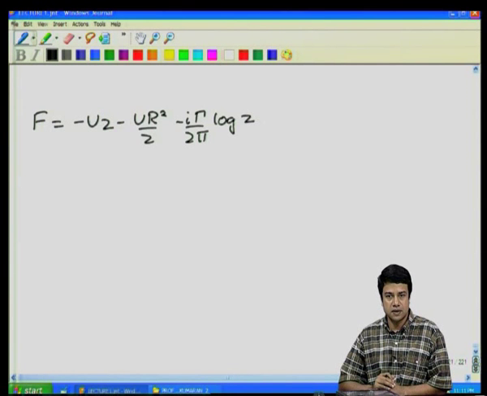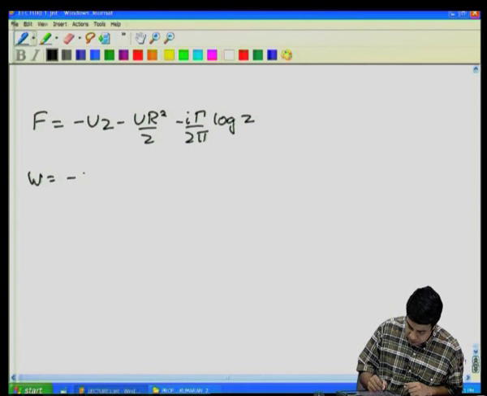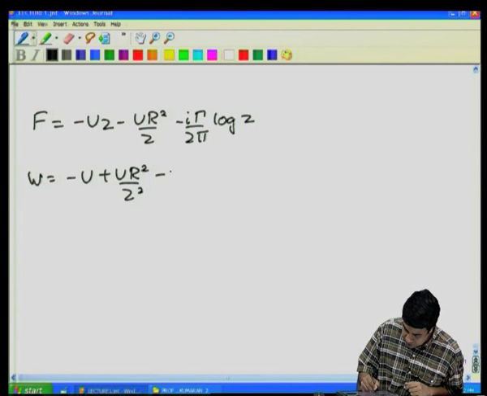So, this is the function that we would like to discuss. This is the complex potential. The complex velocity, of course, is given by minus U plus U R squared by z squared minus i gamma by 2 pi z.